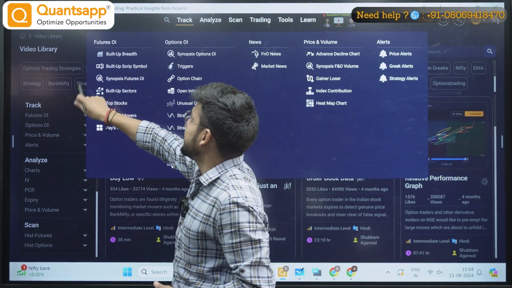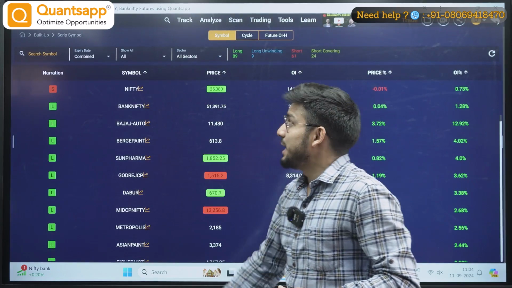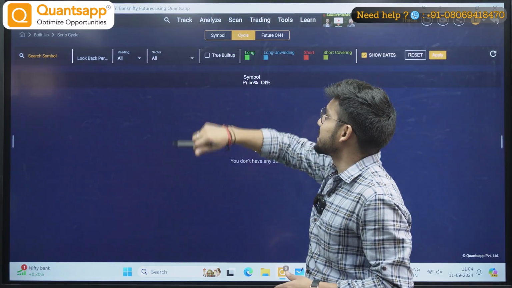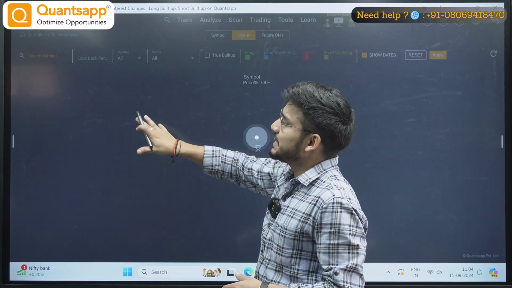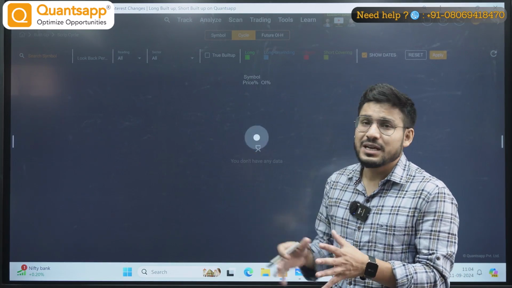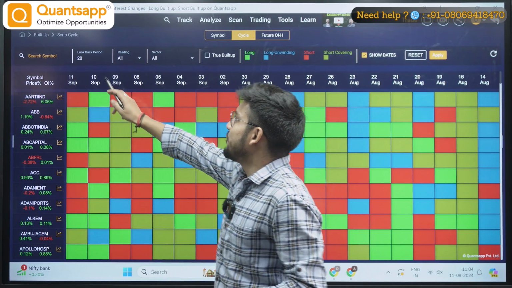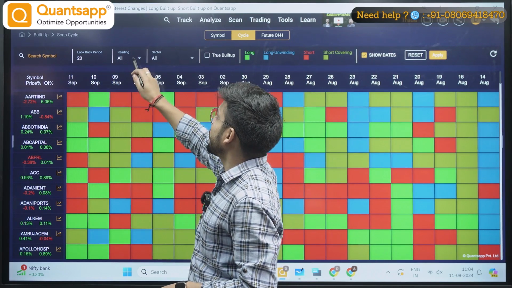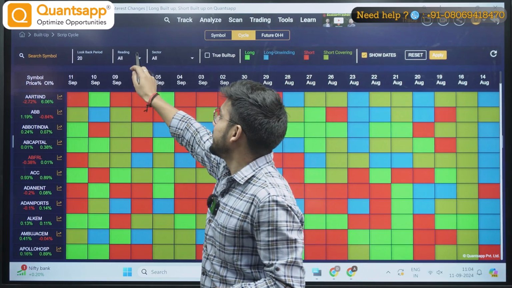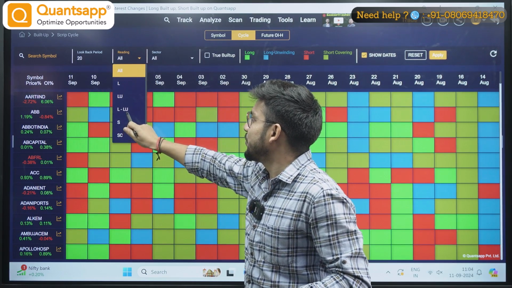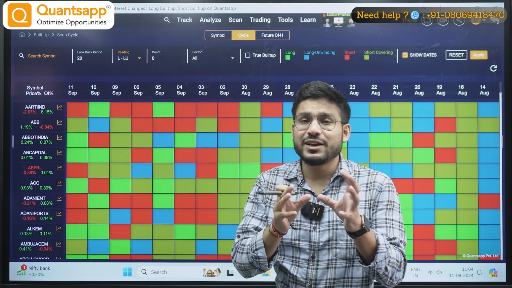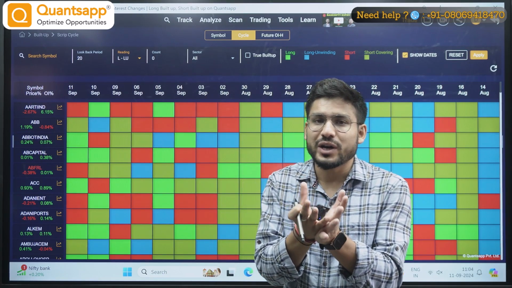In the Track section, there is a Build Up Script Symbol. In the Build Up Script Symbol, when you go in, it is basically a scanner. It will sort some stocks out for you. So let's see, I want a look back period of 20, any sector, and I'll select long unwinding. It will give me a scenario for buying on long unwinding.